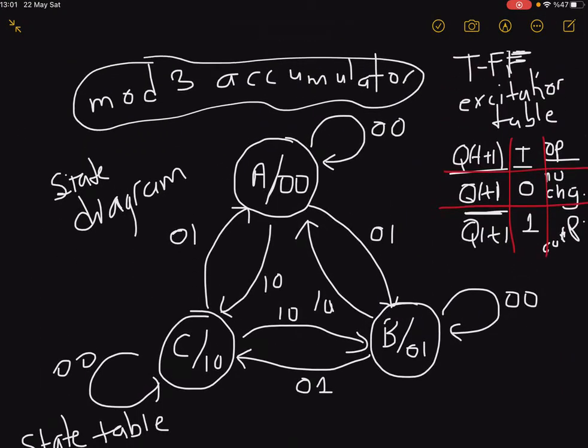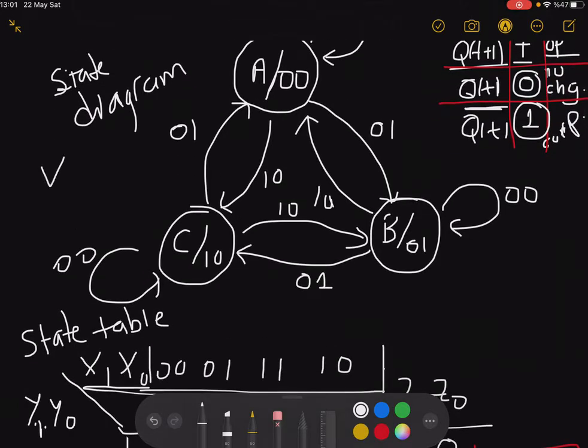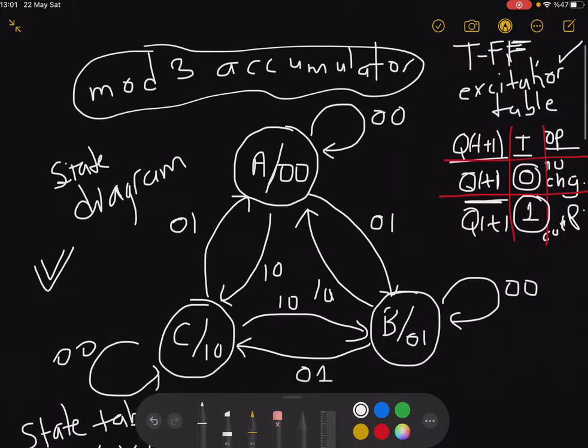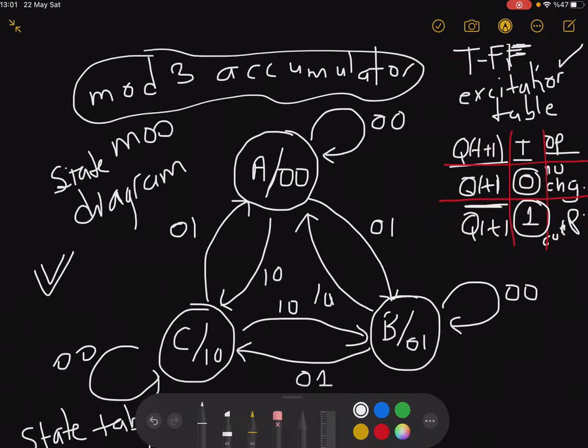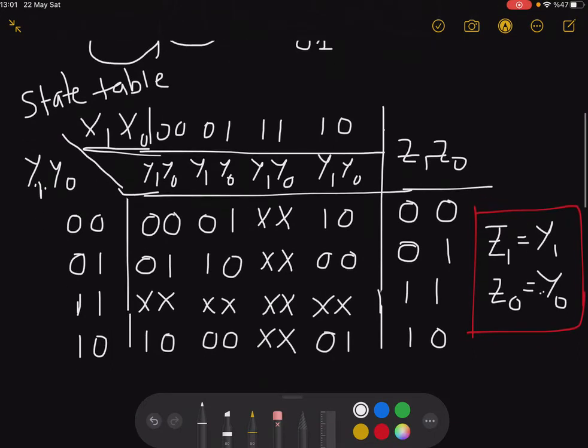Again, we're designing a mod 3 accumulator, this time using T flip-flops. And just remember our excitation table here: 0 is for no change and 1 for inverting or toggling. Our state diagram will be the same. It's a Moore state diagram again, which was very nice. And this setup is very nice as well. It's in gray coding order, and your outputs would be exactly the same, all right?